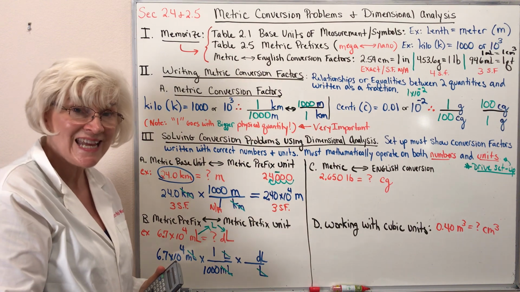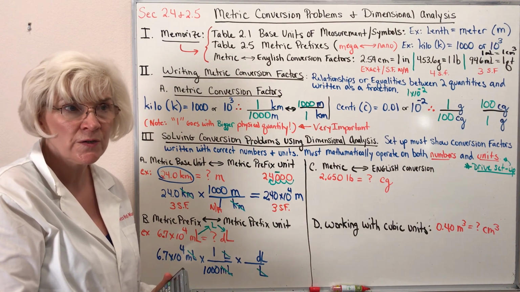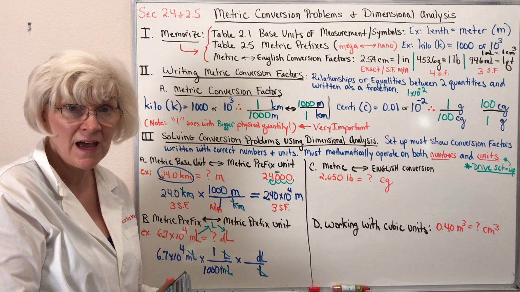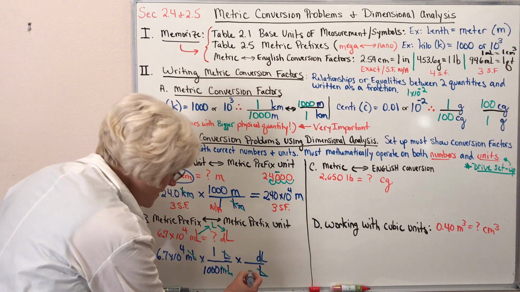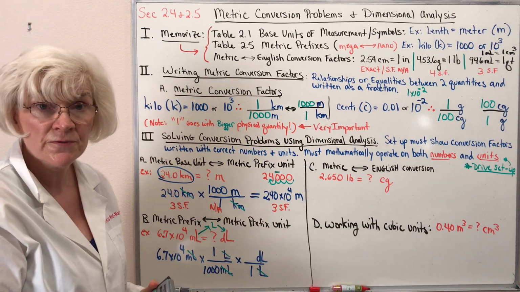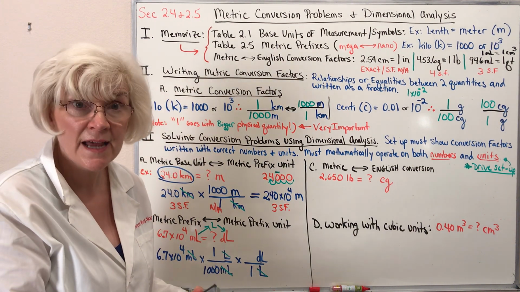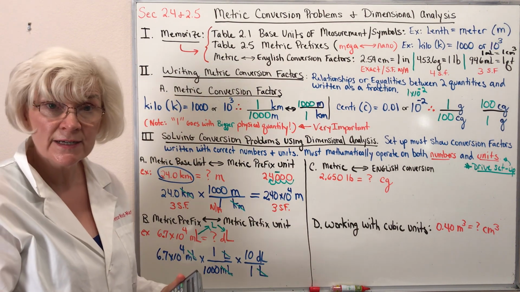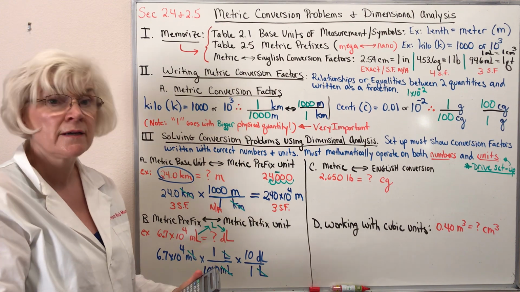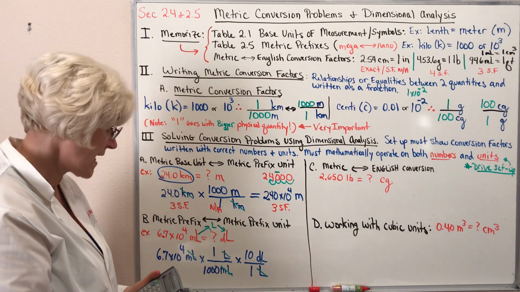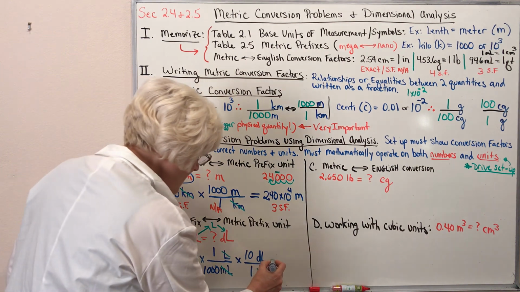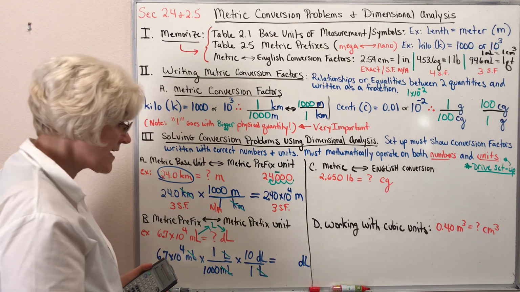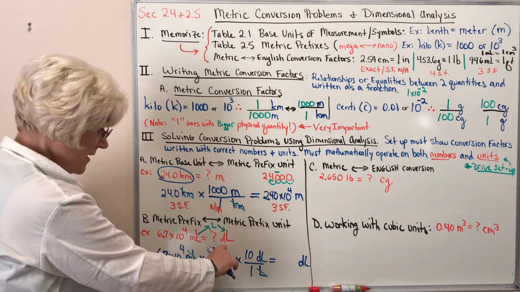So deci means tenth. It correlates to dimes. In our monetary system, a dime is a tenth of a dollar. So the liter must be the larger physical quantity. 10 dimes equals $1. Therefore, 10 deciliters must equal 1 liter because the prefix deci means tenth. I now see that I'm going to get an answer with deciliters as my final unit, exactly what I've been asked to solve for.